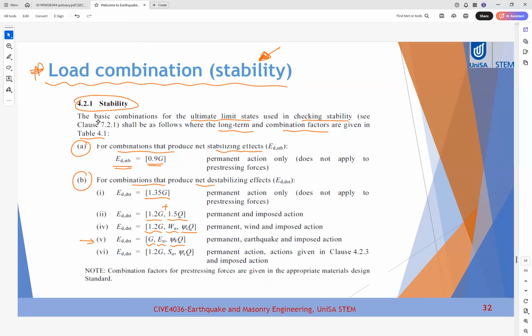So this is for earthquakes, this for wind, and this for live load, this for dead load. So the first one is for stabilizing, and the last four are for destabilizing.